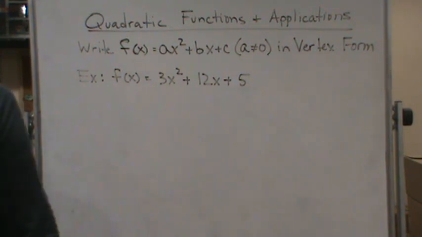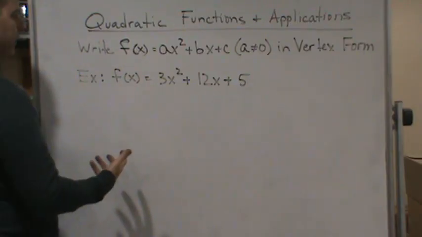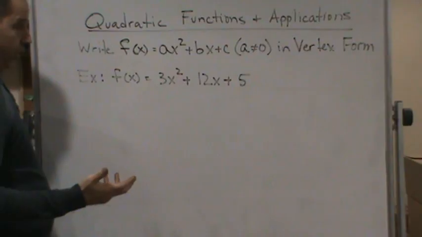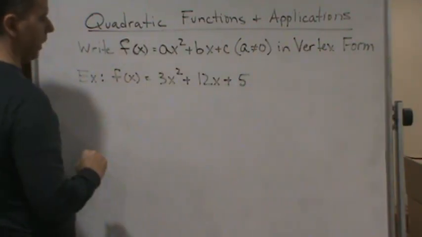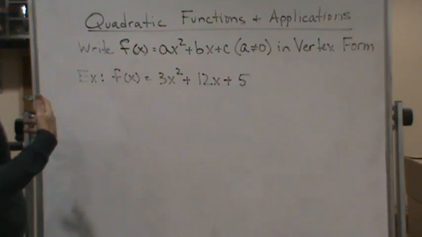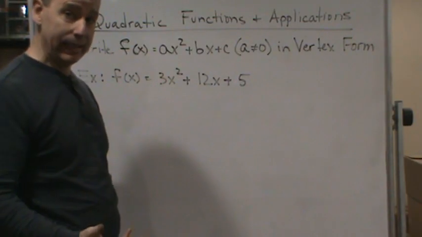All right, welcome back. And now what we're going to do is an example of writing the quadratic function in vertex form. So we're going to take the standard form of quadratic functions and write it in vertex form. And remember, this involves completing the square.